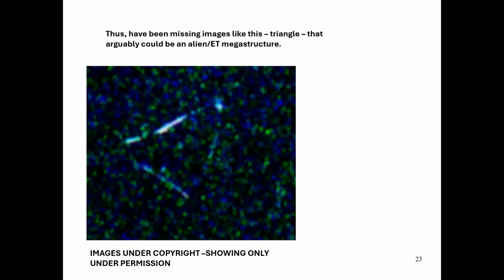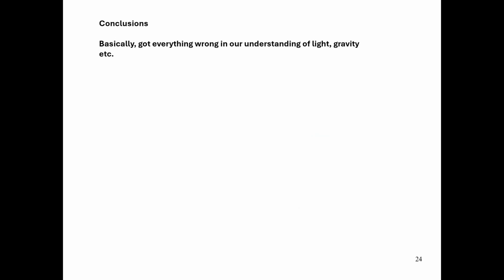So this is not my photograph, but this is my friend's, Dr. X, and this is what I think is one of what these megastructure things look like better, and it's sort of like a triangle thing, and you can only see it with the concave lens. So I think maybe that's an alien megastructure. So basically, we've got everything wrong in our understanding of gravity, etc.